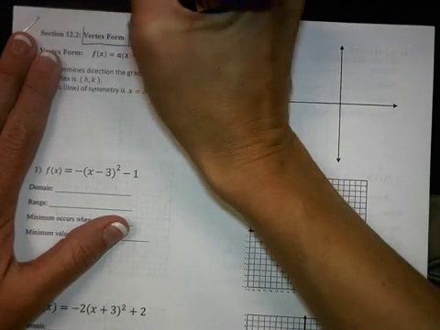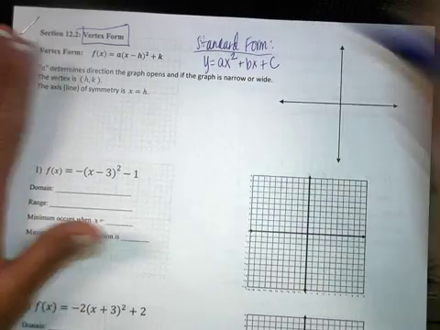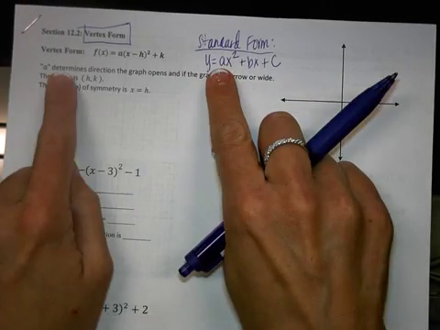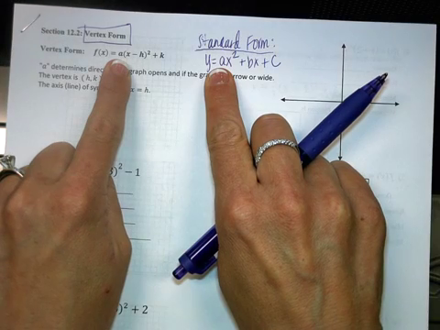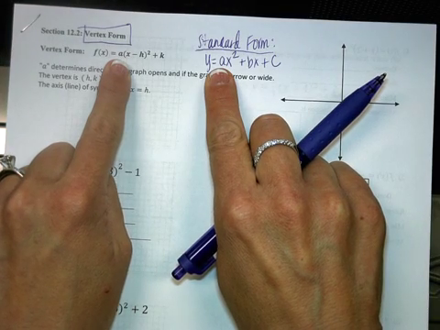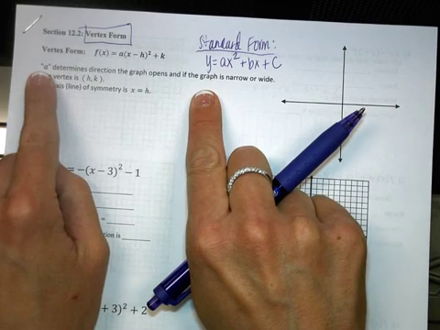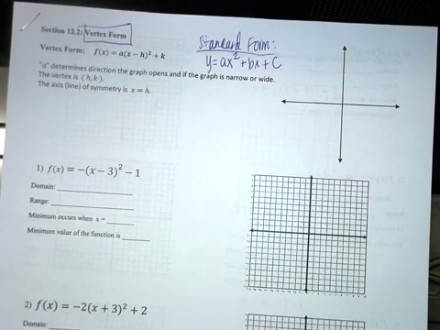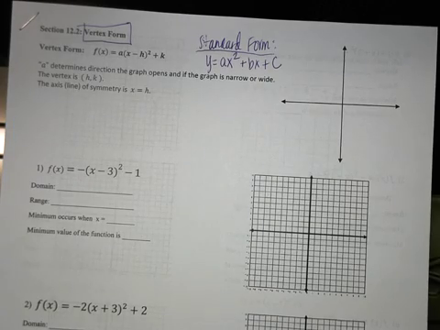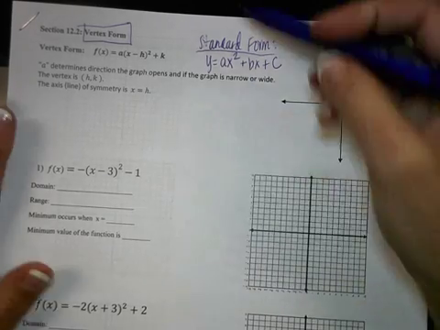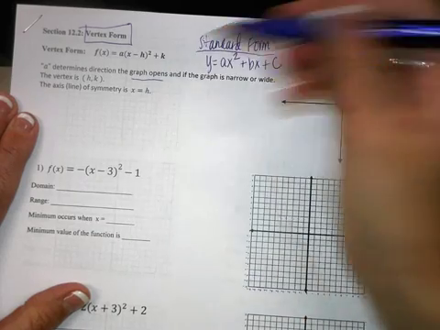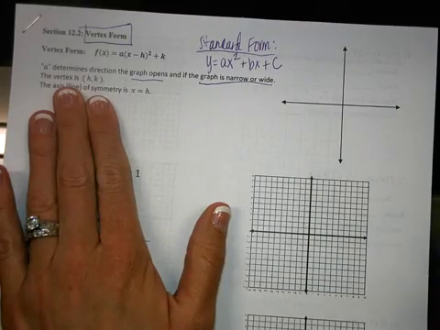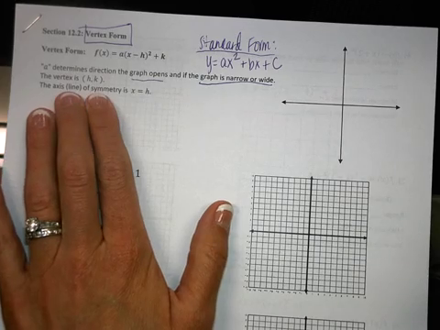Vertex form is actually a little bit easier than standard form. Remember how a told us the width and direction when it was in standard form? It does the same exact thing here. The a value is the number in front of your parenthesis. So far, so good? Here it tells you whether the graph opens up or down, and if the graph is narrow or wide. Now, they're telling you here that the vertex is h, comma, k.